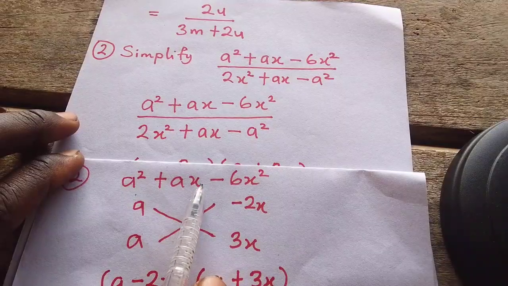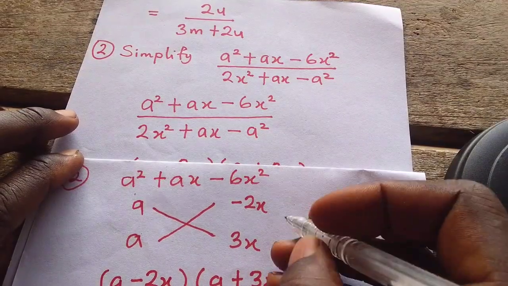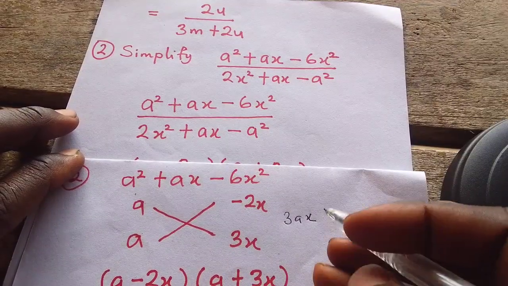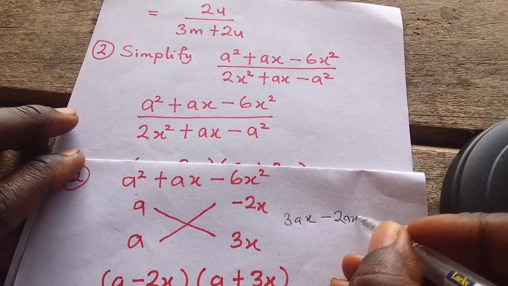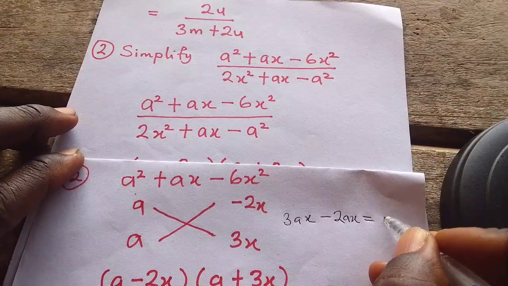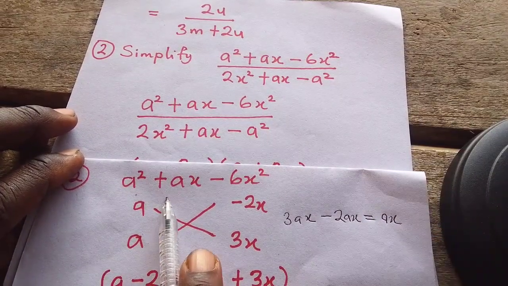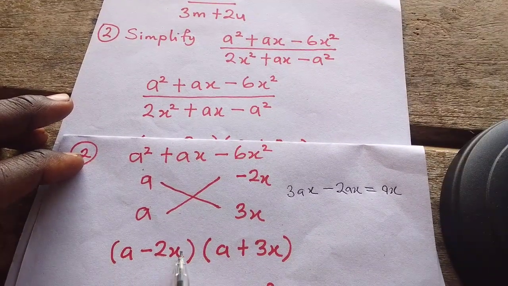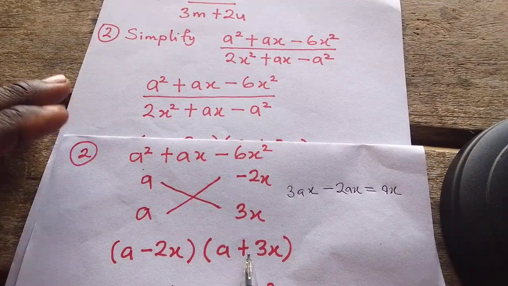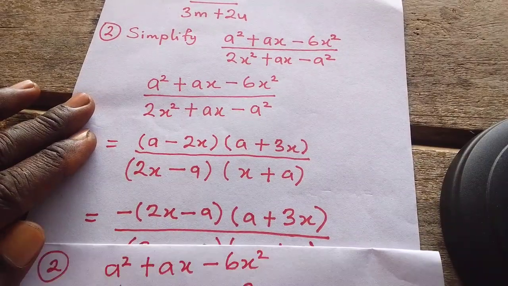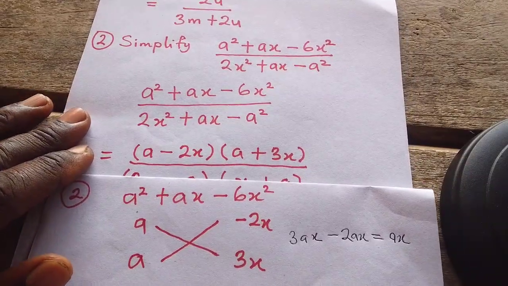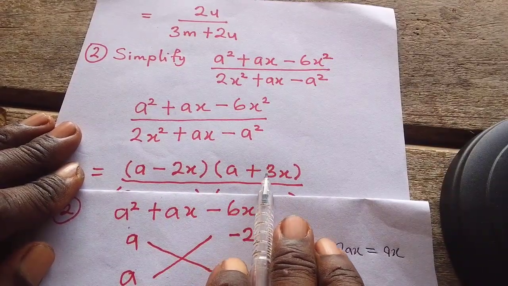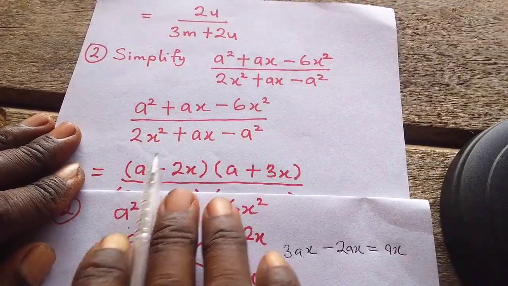Let's check if it will give us what is in the middle. a times 3x will give us 3ax. Then a times minus 2x will give us minus 2ax. 3ax minus 2ax is what? ax. So that means it gave us what is in the middle. So that means the factors will be what? a minus 2x and a plus 3x. So for the numerator, I'm going to write a minus 2x into bracket a plus 3x. For this numerator, I'm having it.